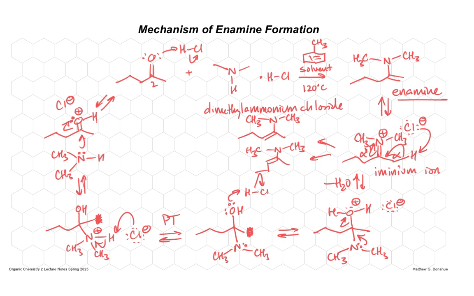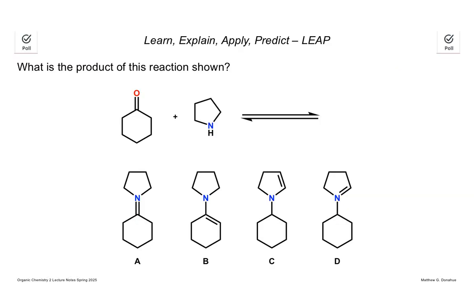So don't let that fall out of your head because we'll revisit enamines in module 4. Yeah. Could you go back to the last slide? I'm confused. So we have a ketone and a secondary amine. So what do we think the product is?